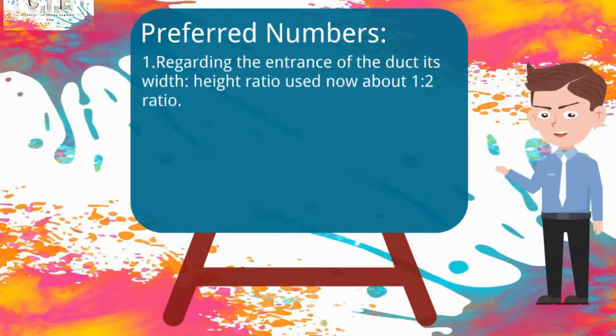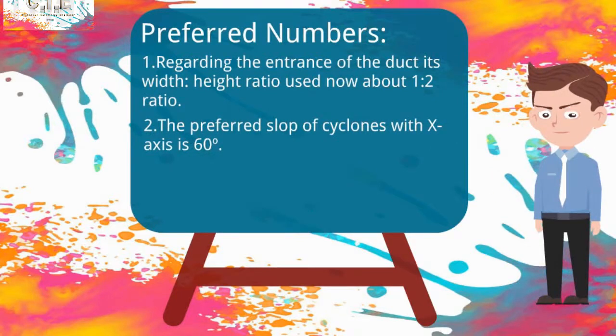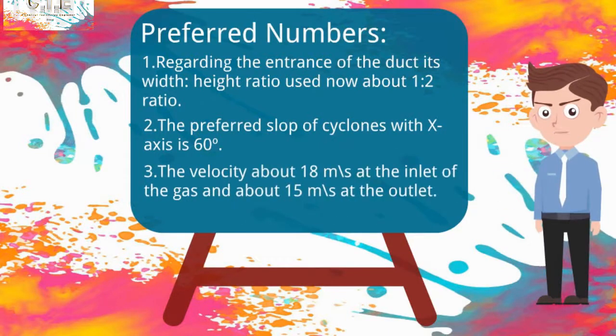Regarding the entrance of the duct, its width to height ratio is about 1 to 2. The preferred slope of cyclones with the x-axis is 60 degrees. The velocity of the air is about 18 meters per second at the inlet of the gas and about 15 meters per second at the outlet.